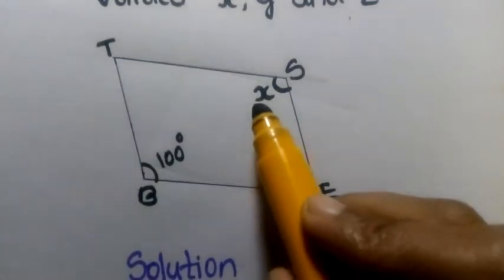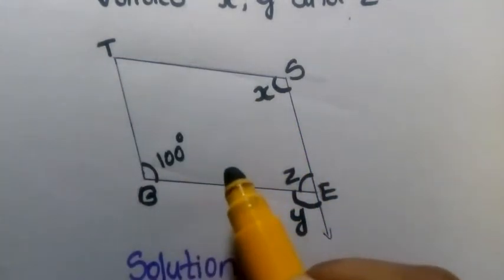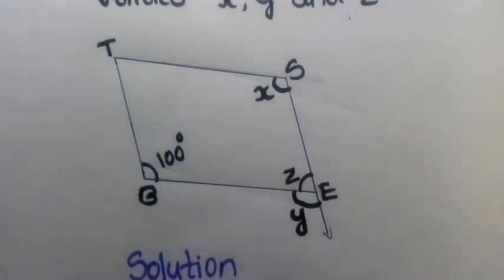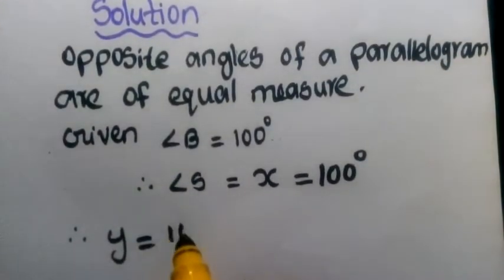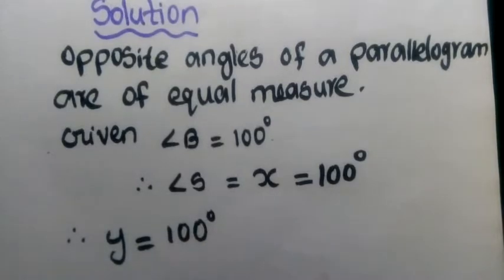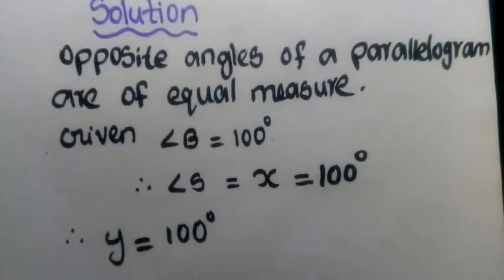We know that X equals 100 degrees. So, angle Y also equals 100 degrees, because corresponding angles are equal. Angle X and angle Y are corresponding angles.